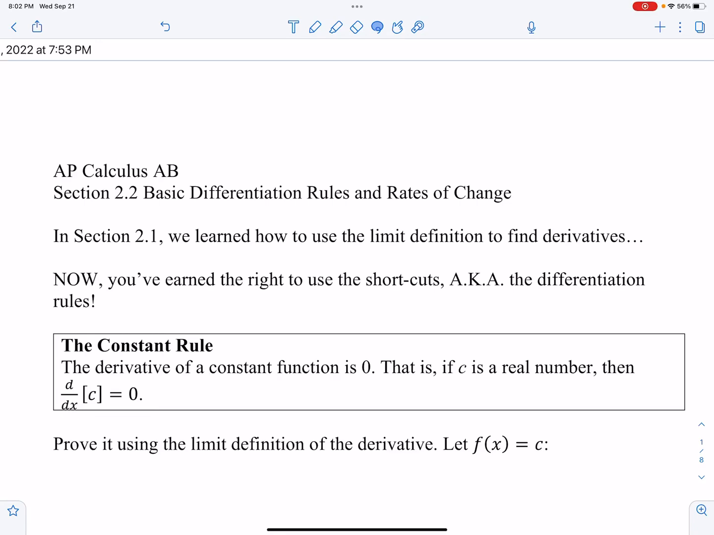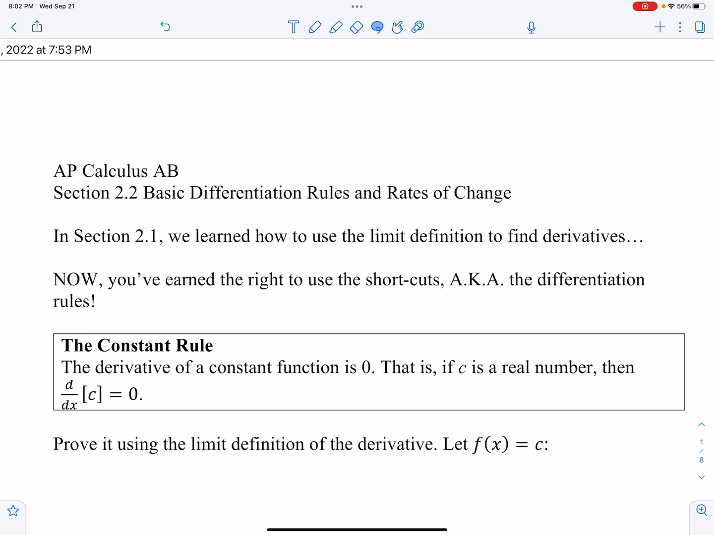Okay, so this lesson is section 2.2, basic differentiation rules and rates of change. In 2.1, we learned what a derivative is, and we learned the limit definition of the derivative. So taking the limit as h approaches 0 of the difference quotient in order to come up with that formula that we can use in order to calculate the slopes of the tangent lines to different points on the curve of our original function, or used to calculate instantaneous rate of change.